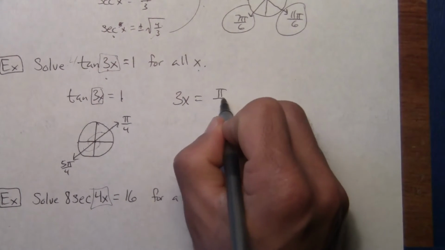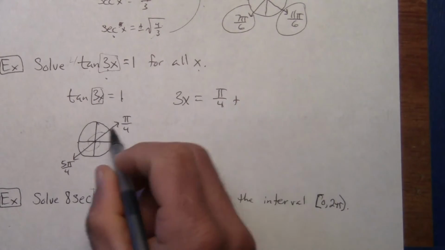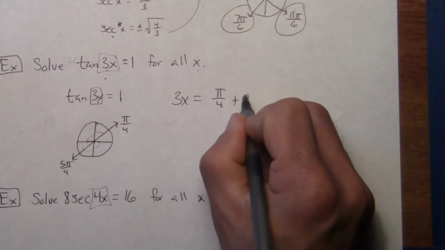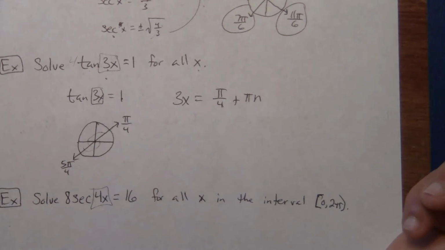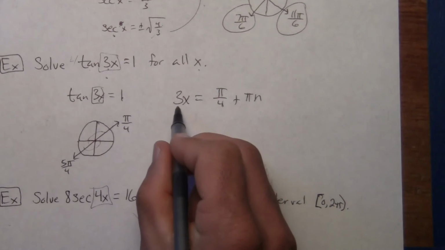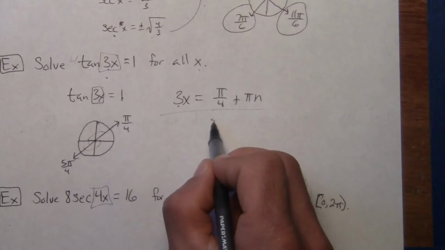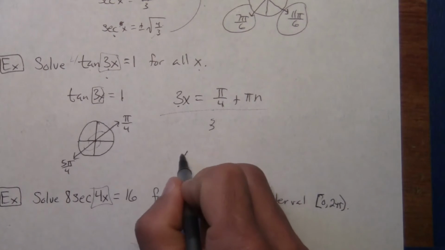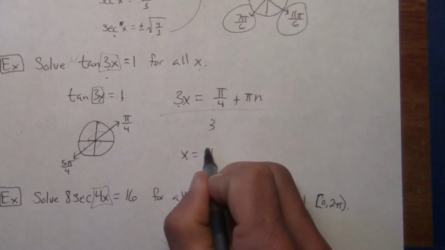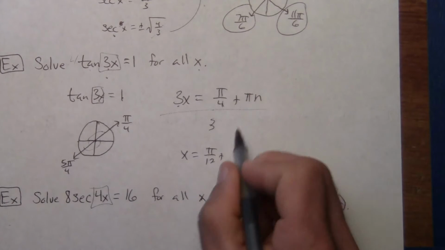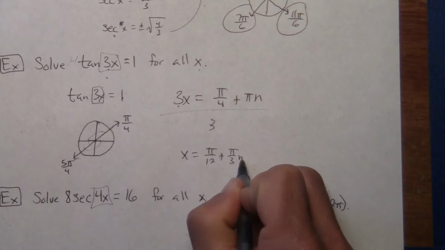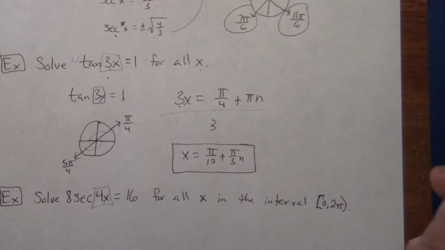And then write my equation. It's pi over 4 plus, I need to go pi units around before I hit the next ray, so it'd be pi n. And then normally we'd be done, but because this is a 3 and I don't want that to be 3x, I want it to be x, I just divide everything by 3. And that's going to give me x is equal to, this would become pi over 12 plus pi over 3n. And that would be my answer.